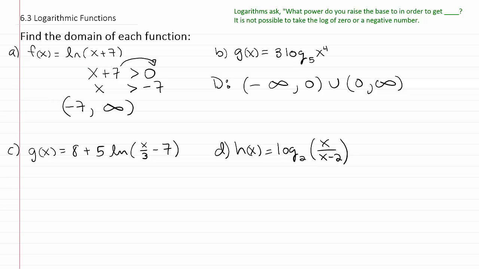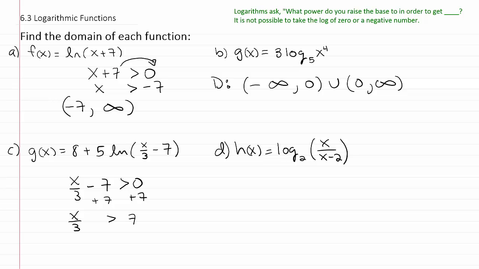So in example C, again, we have a lot going on in the function, but we don't care about any of that. We really only care about this piece here. That's the only part that has something that's of concern to us. We want to make sure that the quantity inside the logarithm is always greater than 0, right? So it'll be x over 3 minus 7 must be greater than 0. So what does that say about x? Well, if we add 7 to both sides, we end up with x divided by 3 is greater than 7.